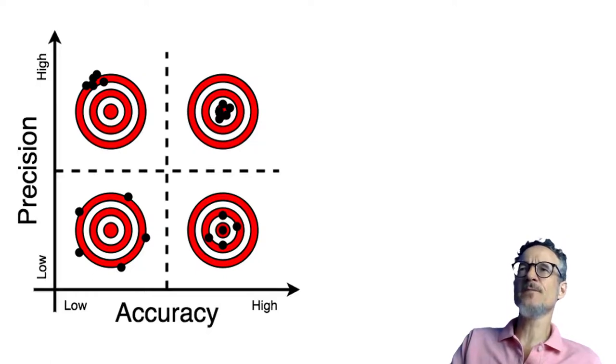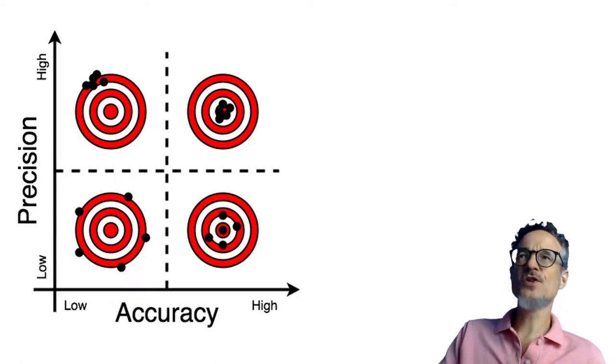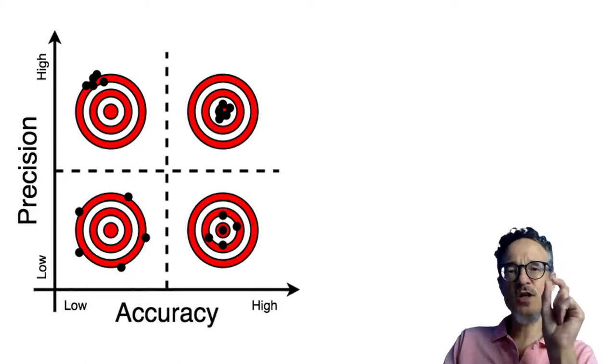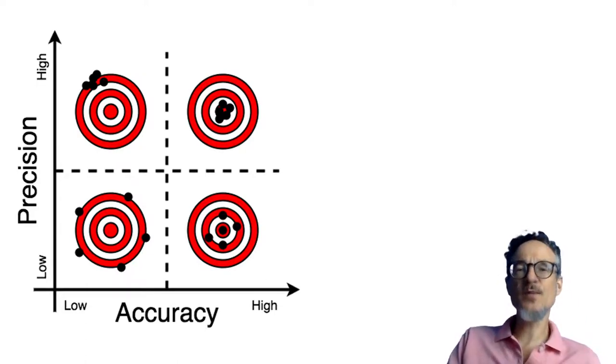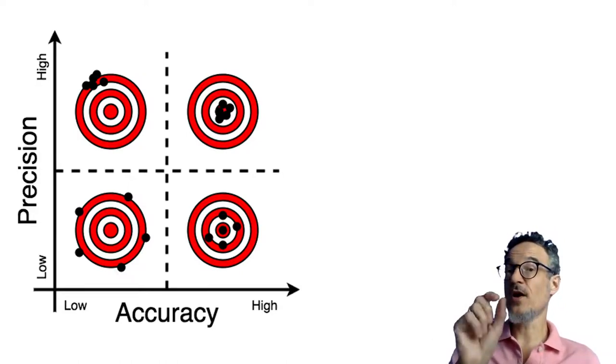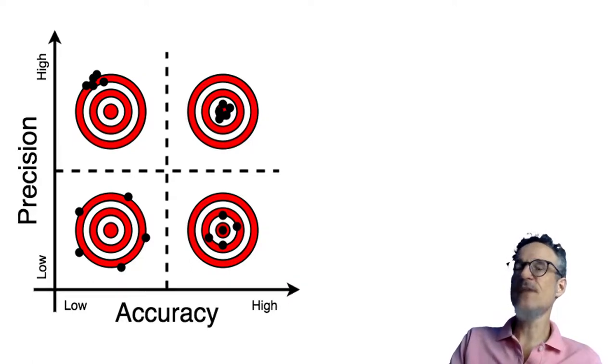This is an example from a target. You can see the bottom left is not very accurate and not very precise. The bottom right is more accurate: the bullets are hitting the target, going where we want them to go, but they're not all in the same place. The top ones are much more precise, so they're much closer together. With low accuracy and high precision, they're all very close to each other, but all in the wrong place. And with high accuracy and high precision, they're all close together and all in the right place. This is an image of accuracy and precision.